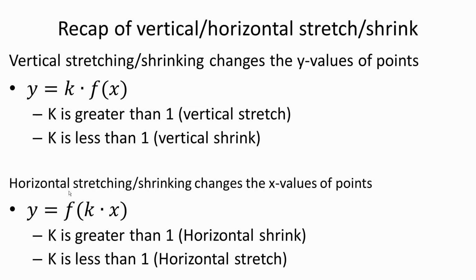And for a horizontal stretch or shrink, it changes the x values of points. So if k is greater than 1, we would have a horizontal shrink. And if k is less than 1, we would have a horizontal stretch. Also, one more point, when I say less than 1, it's like greater than 0, but less than 1. And that's pretty much it for this video.